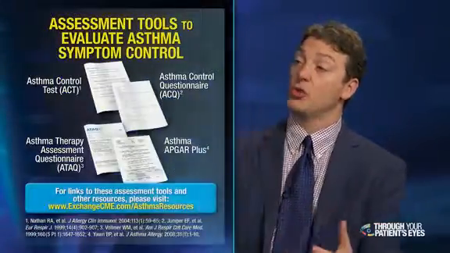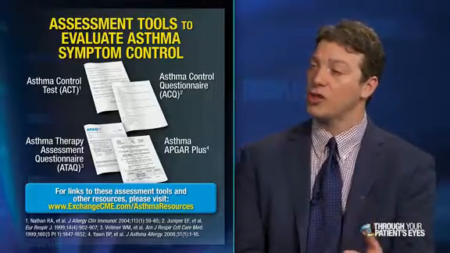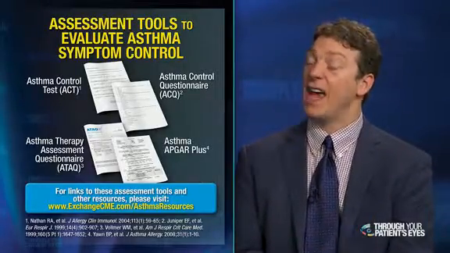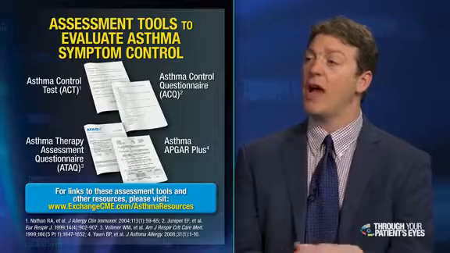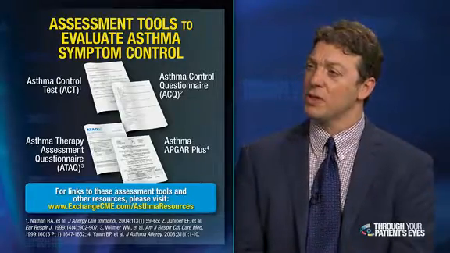The asthma control test, the asthma control questionnaire, the ATAQ questionnaire, the asthma APGAR score. Those are all very useful tools to engage the patient. They're brief. They're usually only 5, 6, maybe a few more questions that really give us a sense of how active a patient's asthma is.